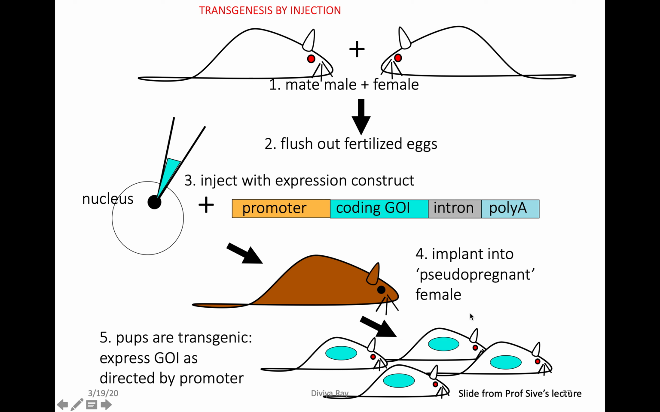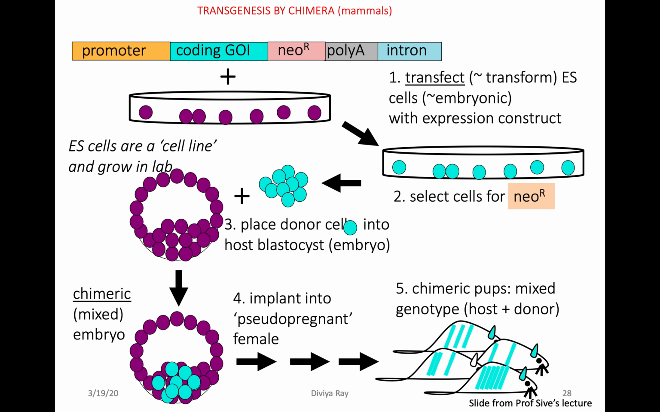so you implant this into a pseudopregnant female, let them develop into the pups, and all pups are transgenic because they are expressing the gene that was introduced into the fertilized egg. So this is an example of transgenesis by injection. Once again, please take a look at the slides and the voice and the commentary posted by Professor Siv.